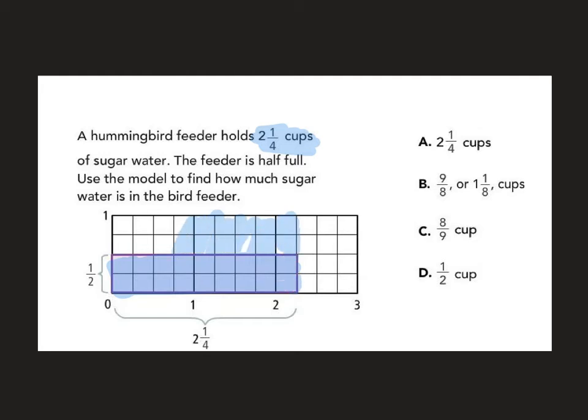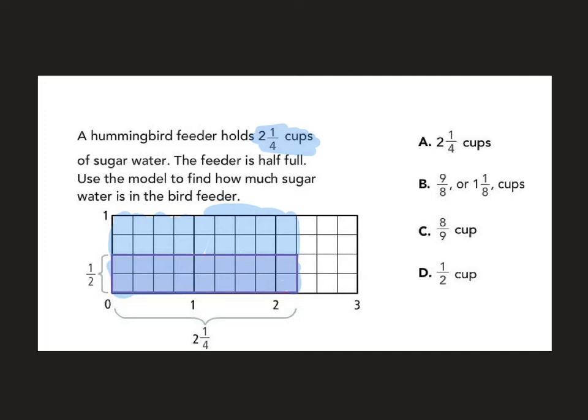Let me fill this in. Good. So that's the most this thing can hold: 1 whole, 2 whole, and then 1 out of 1, 2, 3, 4 columns. So that is 2 1/4, just like it says down here. So going from left to right, it's filled in 2 1/4.